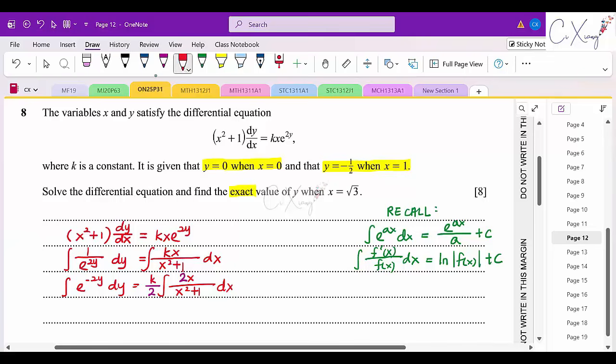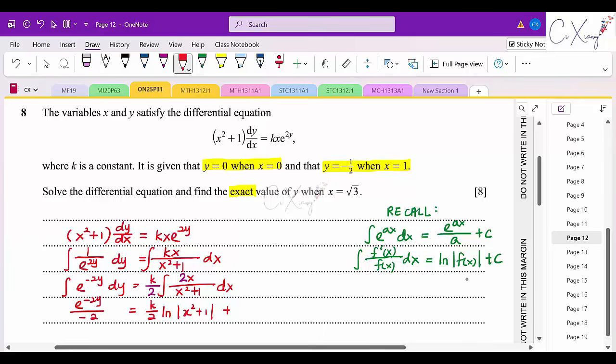Okay, so after everything is ready, then we start the integration. So e power negative 2y, applying this formula, you'll have e power negative 2y divided by the differentiation of the power, where you get a negative 2. Then for k over 2, you just copy it, because for this expression, I know that it is f prime x over fx. So f prime x over fx, when you integrate it, you'll have ln fx. Therefore, I will have ln x squared plus 1 here.